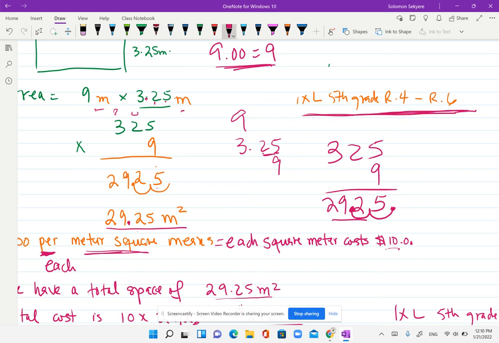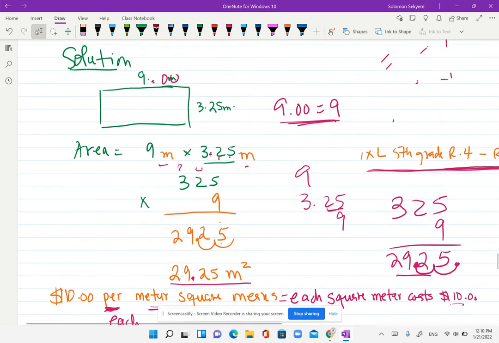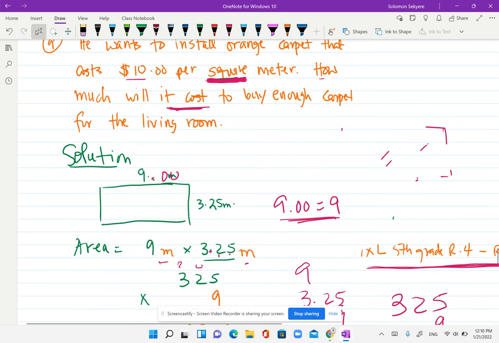You can go to IXL 5th grade and practice this section. Now that is not the answer. This is just the area. The question is cost, so we're talking about money. You're not done with answering this question.